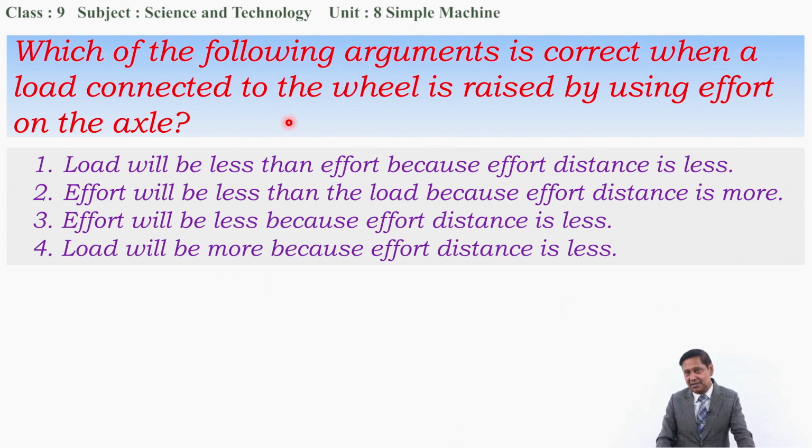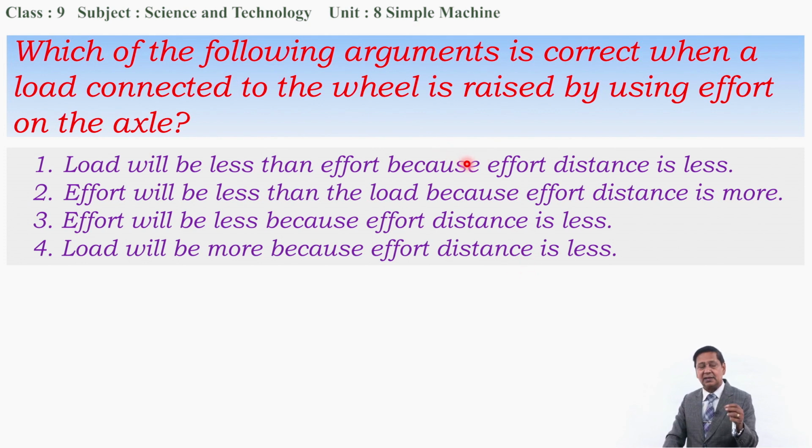Now, let's see the question again and then we'll go through the options. Which of the following arguments is correct? When a load is connected to the wheel, load is normally connected to the axle, but here it is connected to the wheel. It means load distance is more, but effort distance is less. And using effort on the axle means effort distance is the radius of axle, which is less. Effort distance is less. Load distance is more.